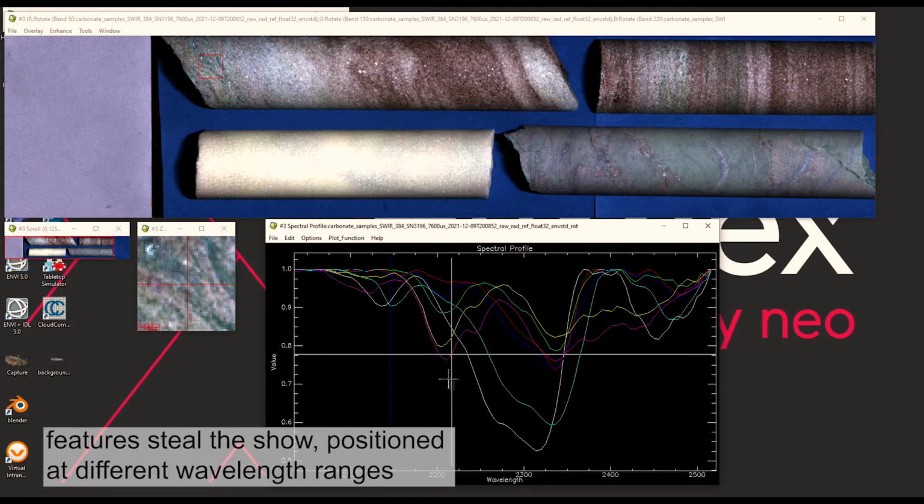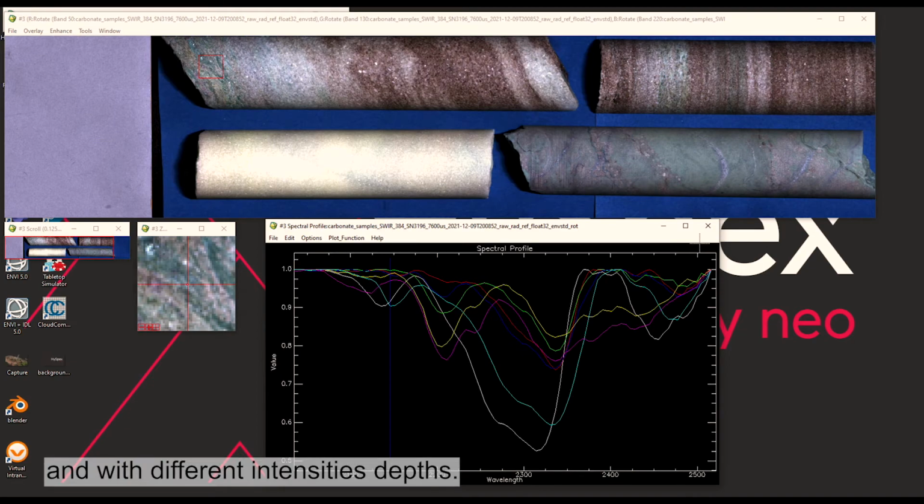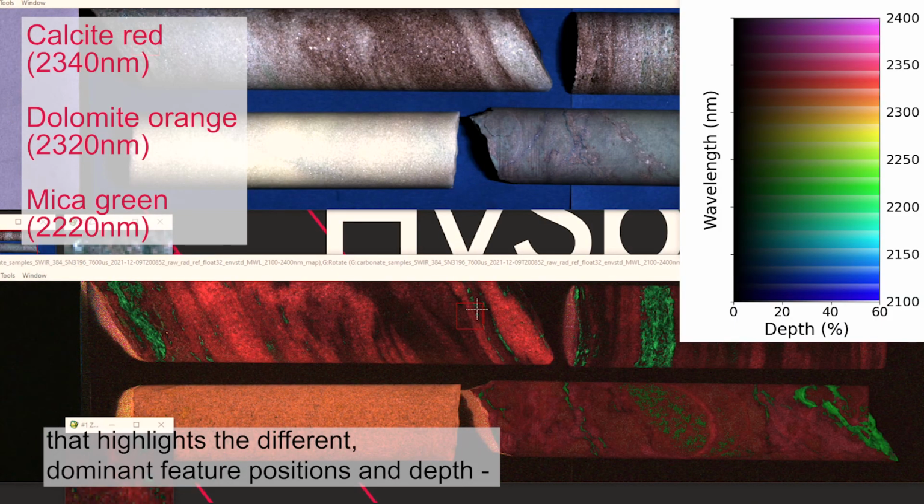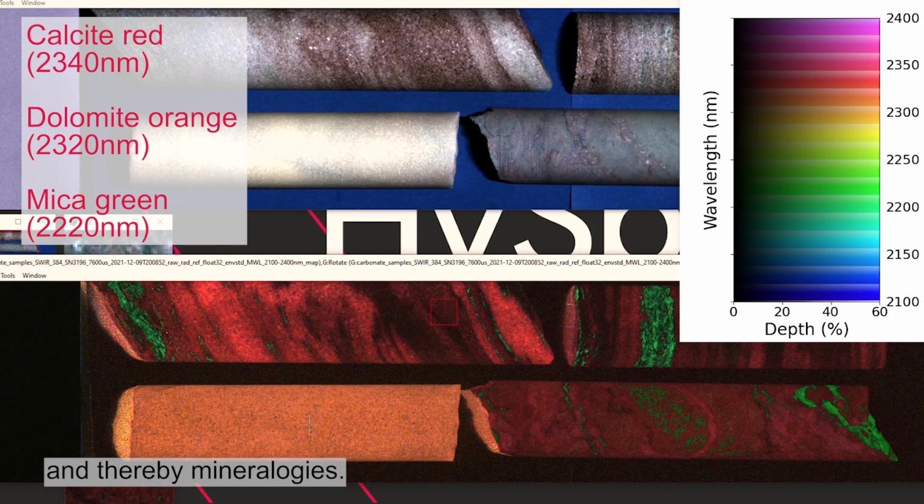A couple of distinct features stand out: position at different wavelength ranges and with different intensities or feature depth. And finally, this is a minimum wavelength mapping that highlights the different dominant feature positions and depth, and thereby mineralogies.